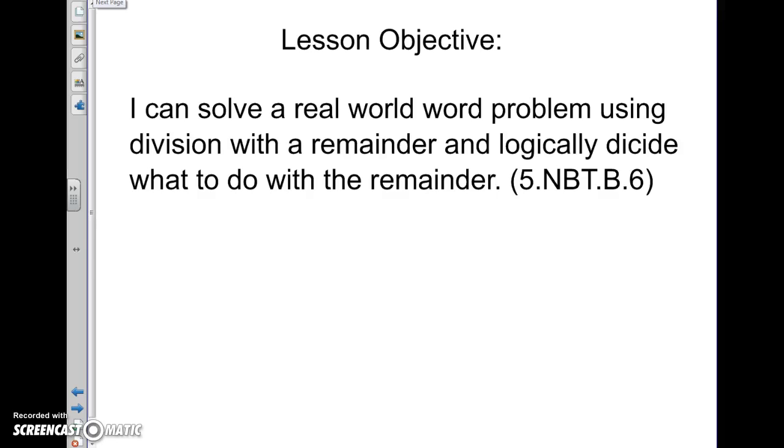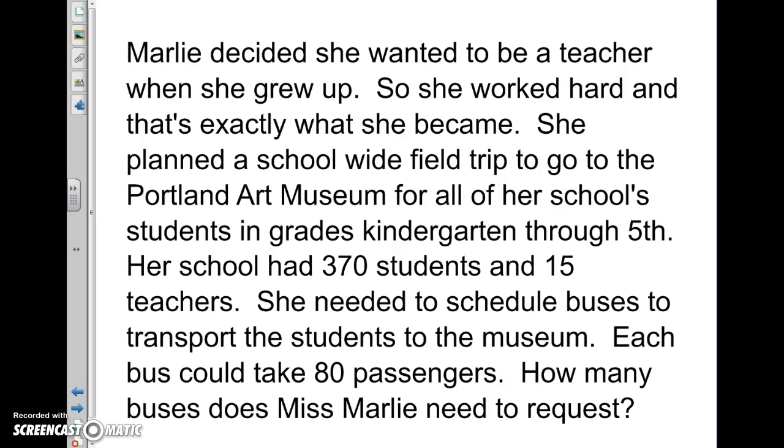Our lesson objective today: I can solve a real-world word problem using division with a remainder and logically decide what to do with the remainder. 5th grade standard, numbers base 10, B6.